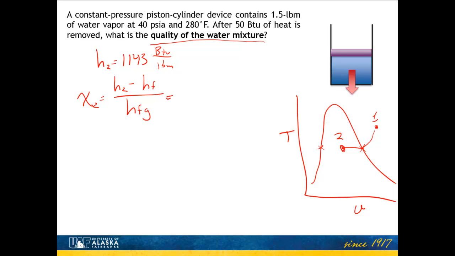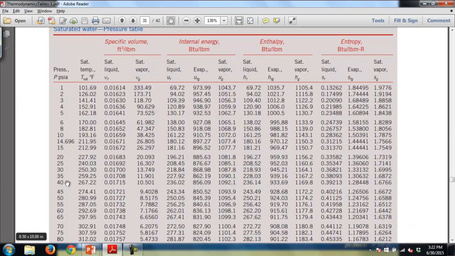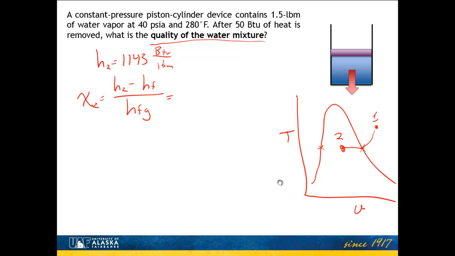And I'm going to go to the tables to get that. So again, I'm at 40 psia. I just saw Hf at 236. My Hfg value right there is 933.69. So let's put 1143 minus, we just said, 236.14, and then Hfg was 933.69, and that's going to give me my value of x2 at 0.97. So nearly a vapor.